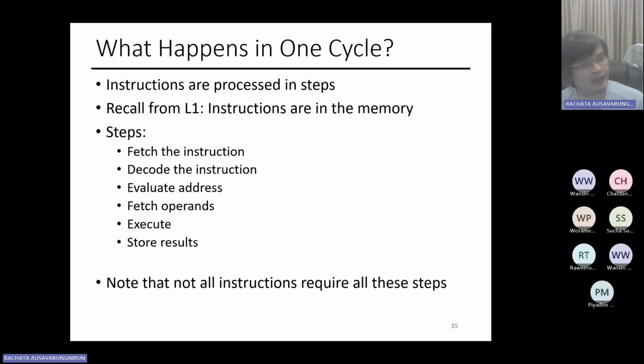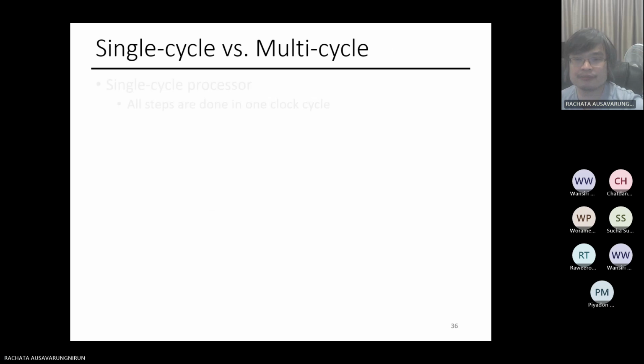Quick note that not every instruction requires all the steps. For example, some instructions don't need an address, so you go and fetch, decode, then you execute right away. Get the operand and execute right away, right?